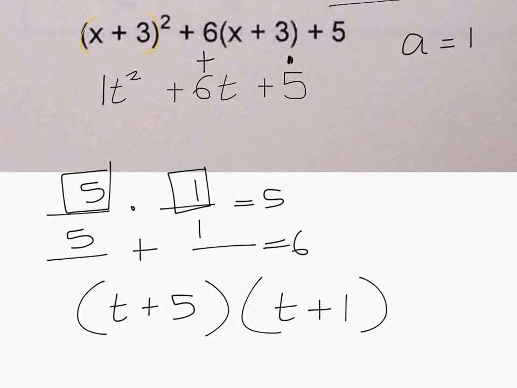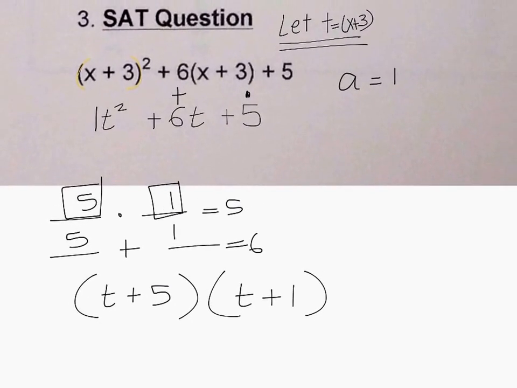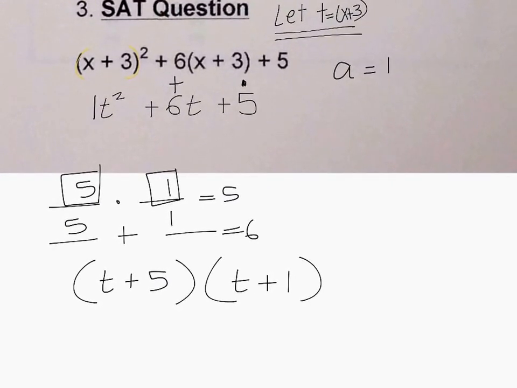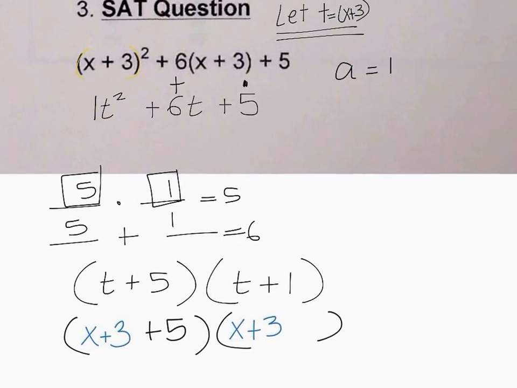Now, the last step, you need to replace the t by what you assumed it is. So what did I say at the beginning? Let t be x plus 3. So once I factor it and I'm done factoring, I can now replace t by x plus 3. You see that? So now it's x plus 3 plus 5. And the second factor, I can also replace the t with an x plus 3. And then I put the plus 1.